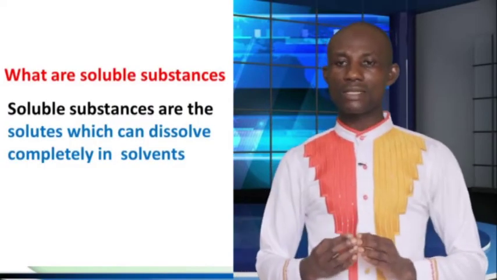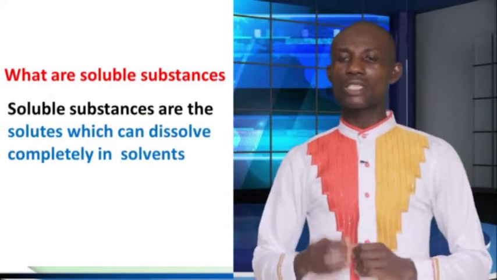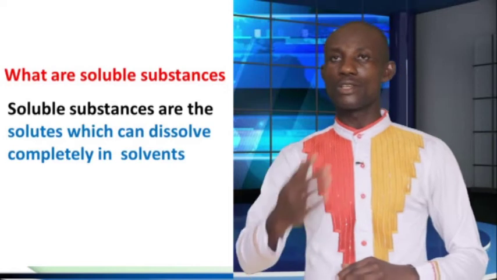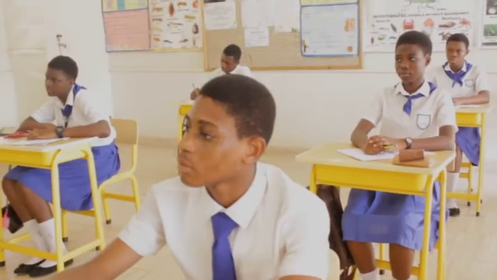Now, what are soluble substances? Soluble substances are the solutes which can dissolve completely in a solvent. So any solid substance that you put in a liquid or a solvent and it dissolves completely, it does not leave any particle, then we call it a soluble substance. And if you put any solute in a solvent and it is not able to dissolve completely, that solute is called an insoluble substance. I hope it is clear to you now.